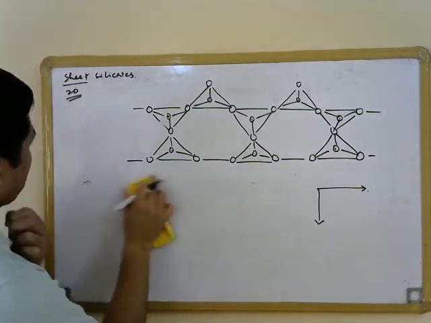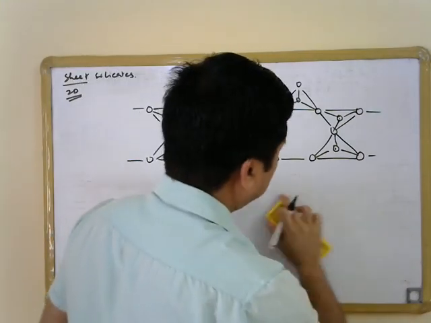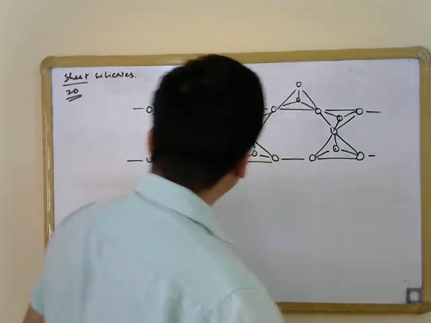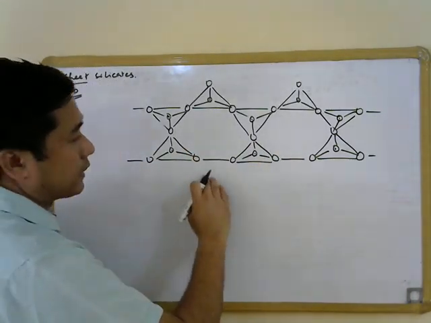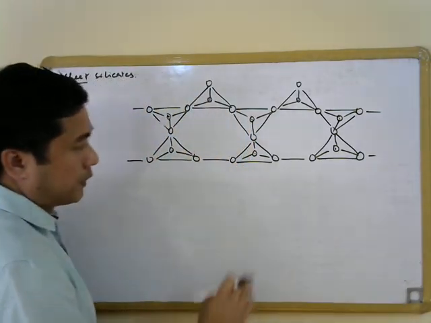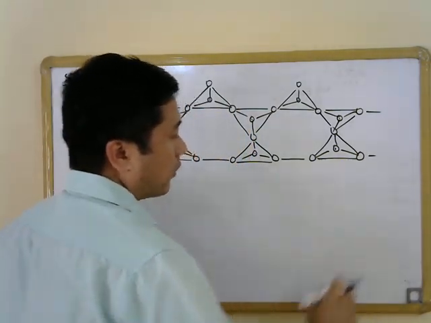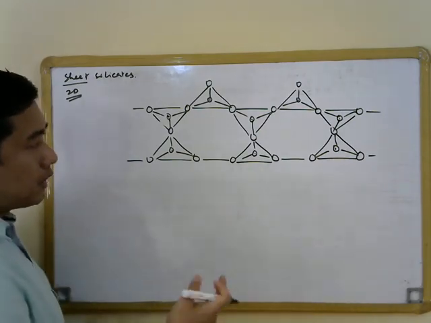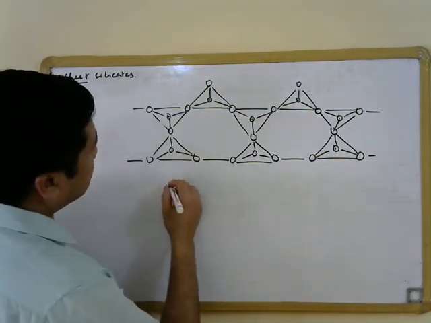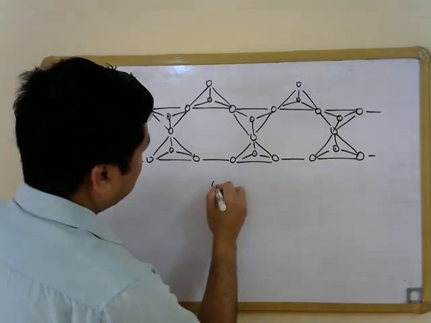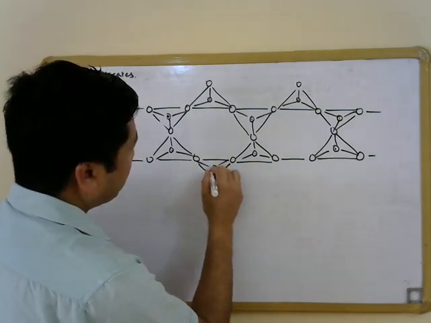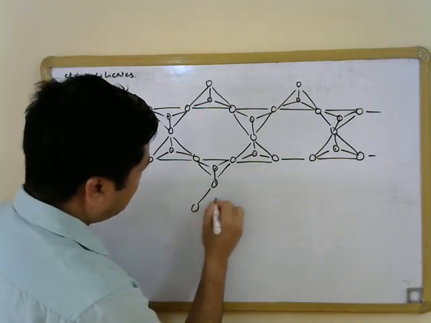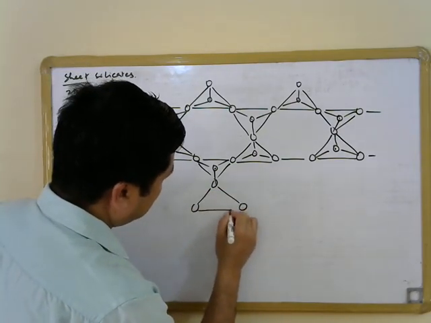So let us try to draw the sheet silicate. We have already extended along this particular direction, say along the x direction. Now if we extend along the y direction, then we will have formation of a sheet silicate, and what we can do is extend on this particular picture itself, and then we will have formation of the sheet silicate in this way.